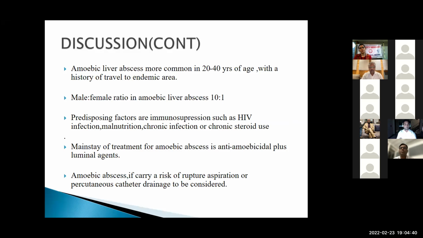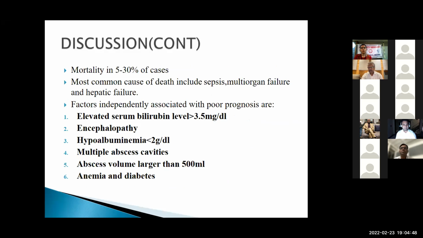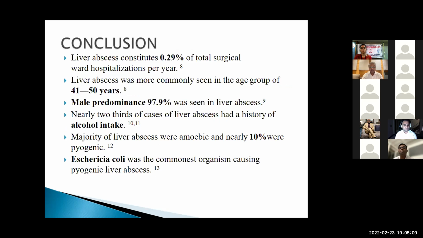Mainstay of treatment of amoebic abscess is anti-amoebicidal plus luminal agents, and if the amoebic abscess carries a risk of rupture, aspiration or percutaneous catheter drainage is to be considered. Mortality is 5 to 30% of cases. Most common causes of death include sepsis, multi-organ failure, hepatic failure. Factors independently associated with poor prognosis are elevated serum bilirubin more than 3.5 milligram per deciliter, encephalopathy, hypoalbuminemia less than 2 gram per deciliter, multiple abscess cavities, abscess volume larger than 500 ml, anemia, and diabetes.